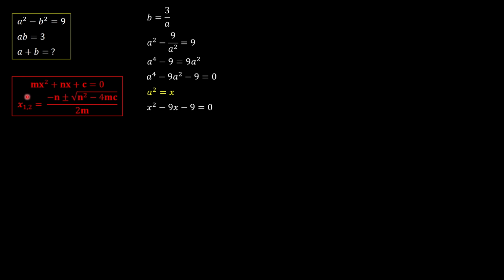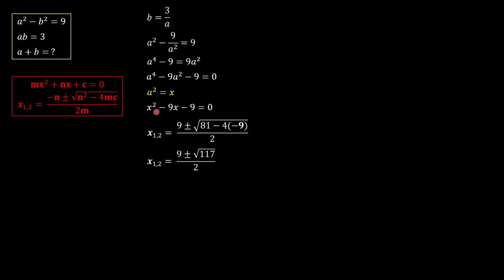Then, if we use this formula, we are going to get 9 plus minus the square root of 81 minus 4 multiplied by minus 9, and everything divided by 2. Minus 4 multiplied by minus 9 will be 36. 36 plus 81 will be 117. So we have found the two possible solutions for x.